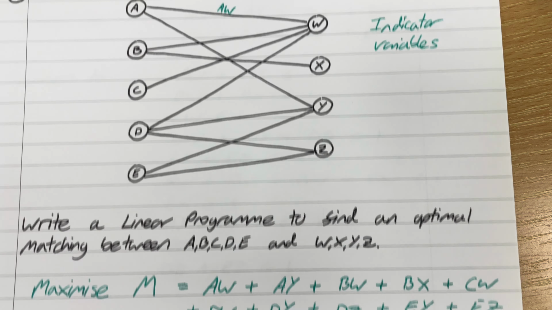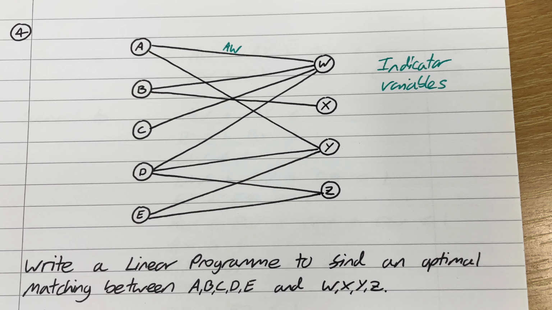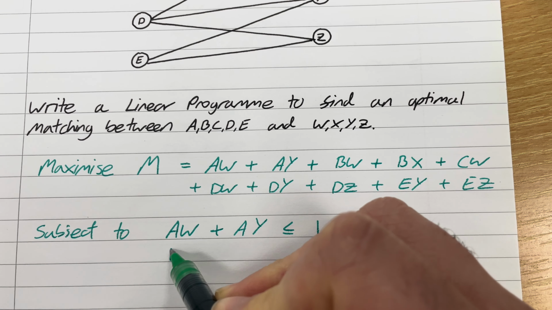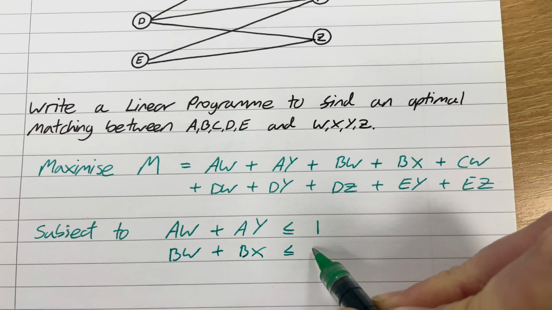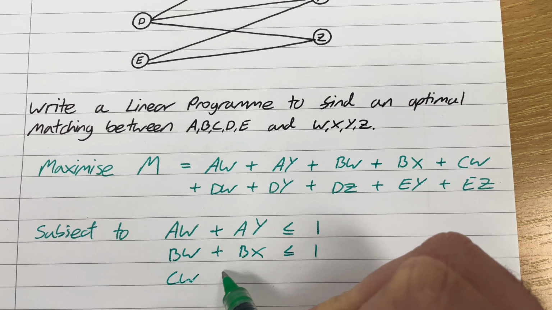Okay. Notice that we have 5 workers and only 4 jobs. So one of the workers, at least one of the workers, won't be assigned a job. Then we repeat that for all of the nodes. So we have BW plus BX must be less than or equal to 1. CW must be less than or equal to 1.